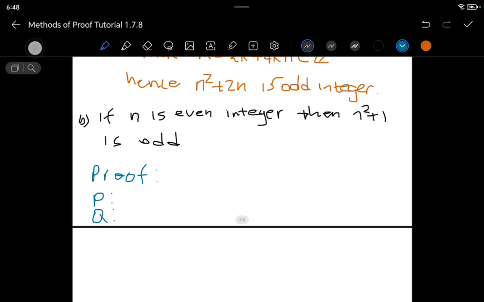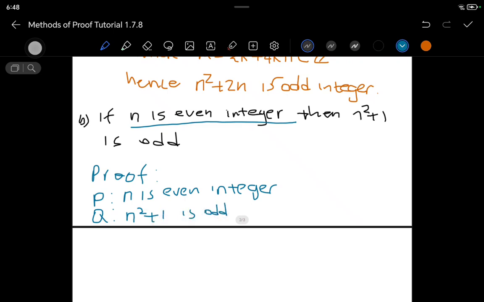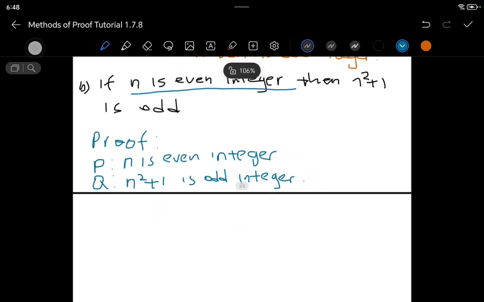Then we're saying that if n is an even integer, that is our P. N is an even integer. Then they say n squared plus 1 is odd. N squared plus 1 is odd, then we're going to add integer. Most of you are not even writing "integer" when you're saying those things. Then after this, you always assume P. I have to assume n is an even integer.